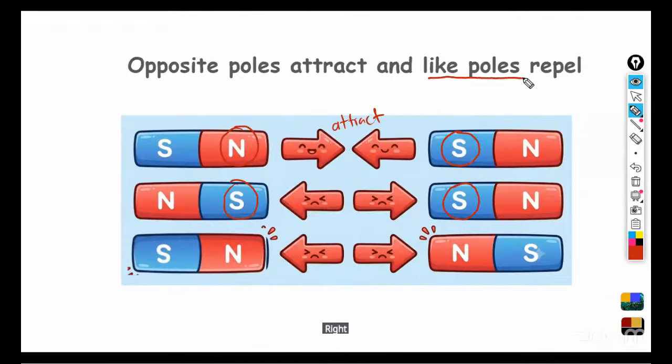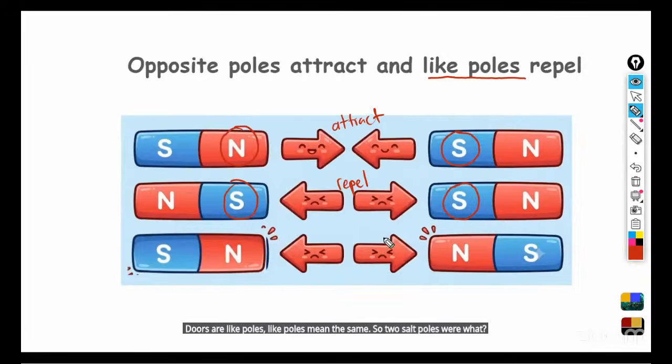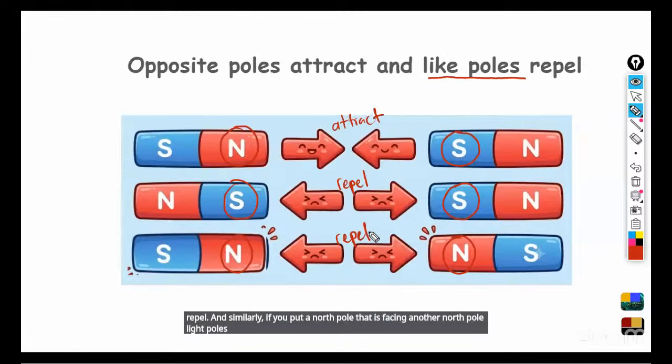If you put a south pole facing another south pole, those are like poles. Like poles mean the same. So two south poles will what? Repel. And similarly, if you put a north pole facing another north pole, like poles repel. I know this seems like a very simple concept, and you might say, but I've known that a long time. Still take down the diagram.